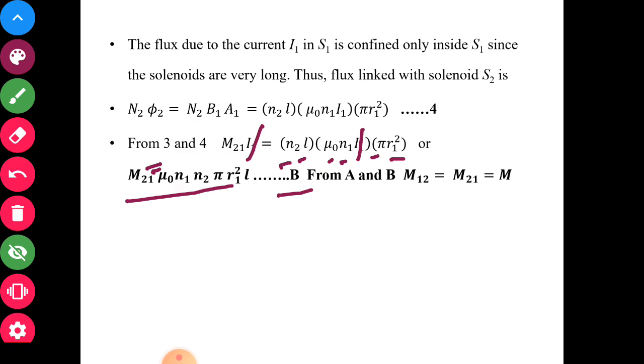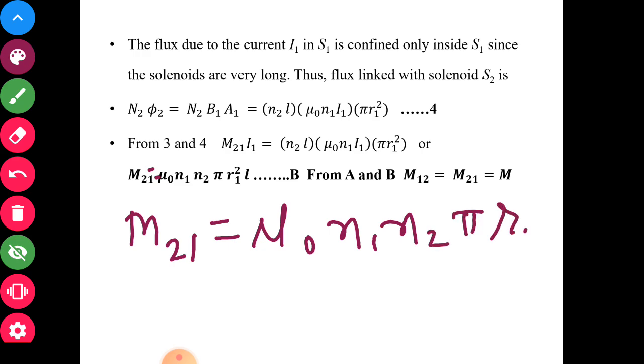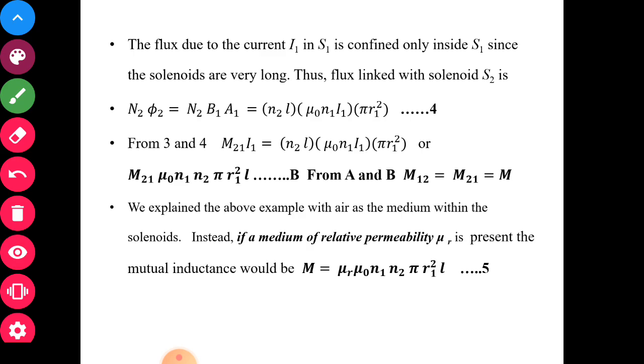And from these two equations A and B, both the values are the same. So M12 is equal to M21, which is generally written as capital M. Just take care that M21 is equal to mu 0 N1 N2 pi R1 square into L. Both the values of M12 and M21 are found to be the same.